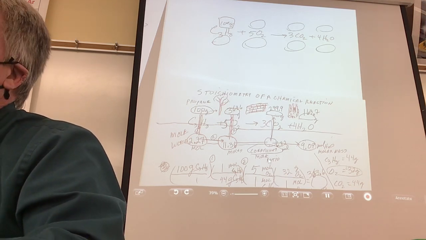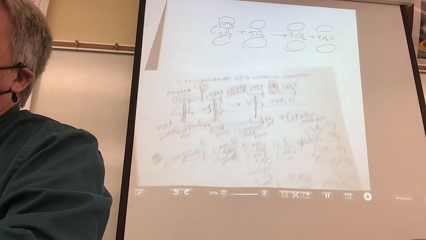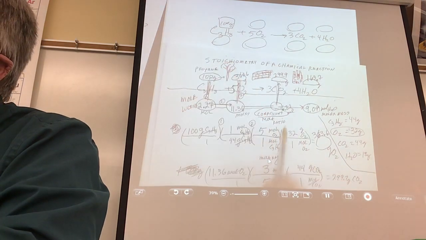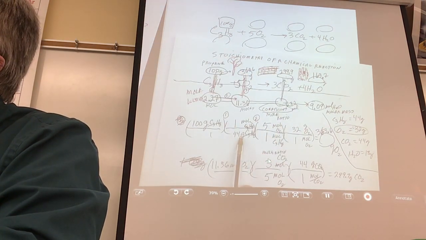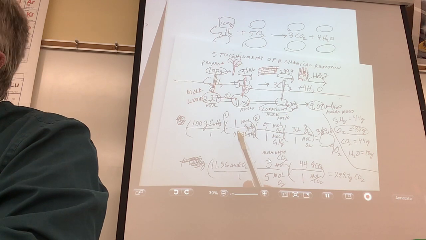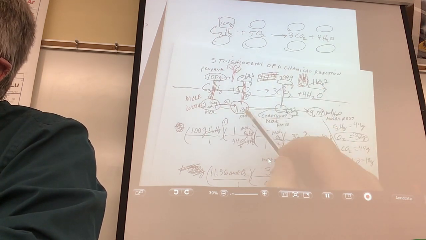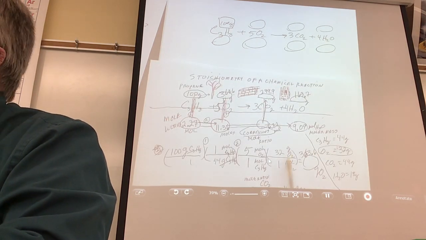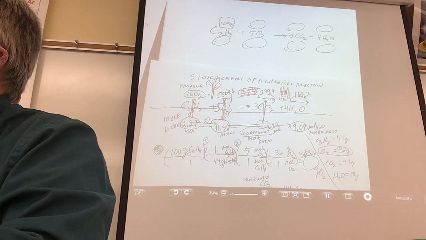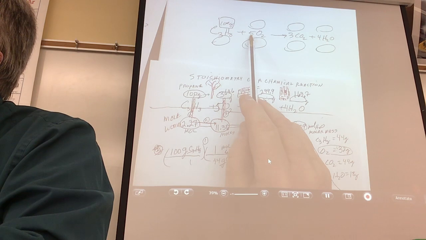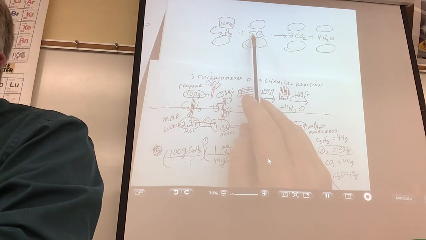Now, let me show you the trick. Did you know that every time you change grams into moles, even last chapter, you always end up dividing by the molar mass? Every time you go from grams to moles, you do that. Every time you go from moles up to grams, you end up multiplying by the molar mass. And when you go from side to side, you look at the coefficients, and I'll show you how to do that too.